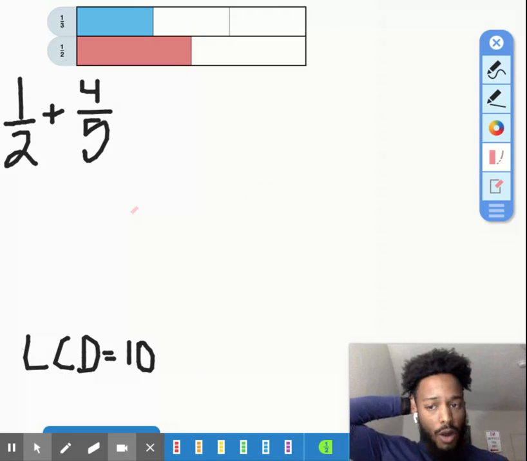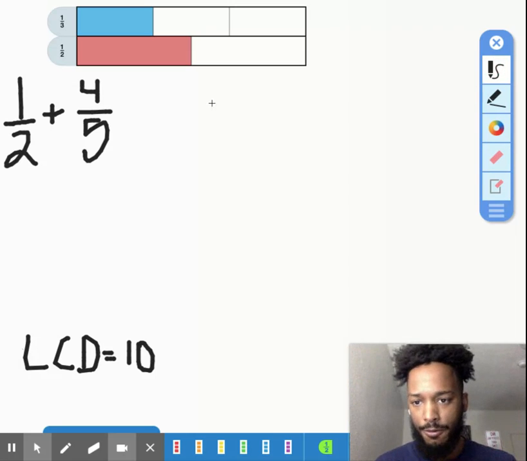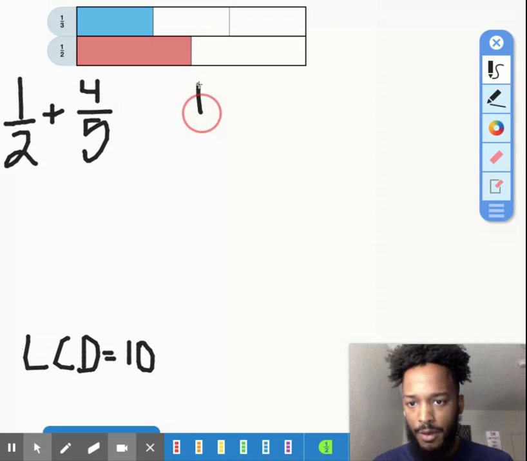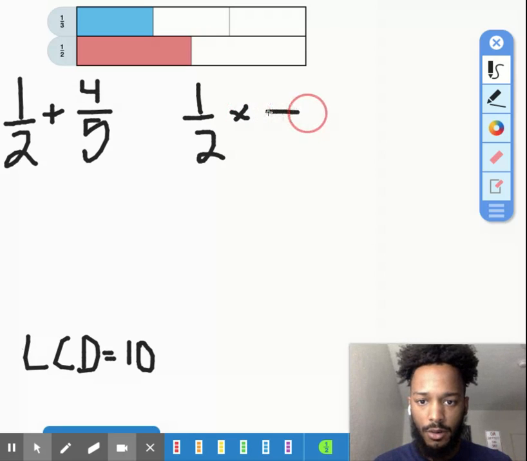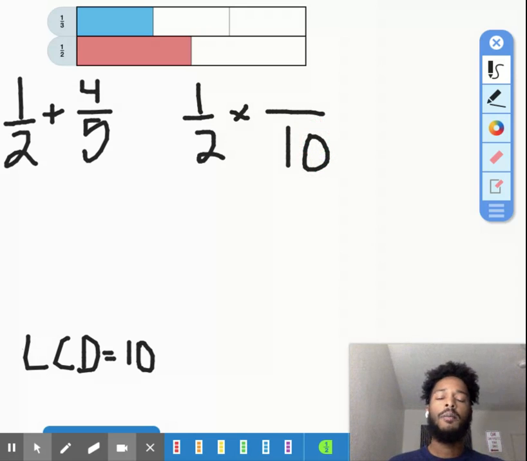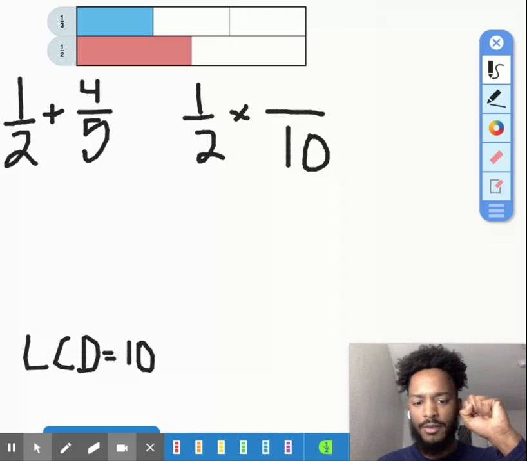So I've got 1/2 and 4/5 up here. What am I doing with that 1/2 and that 4/5? I'm going to rewrite 1/2 right here, and I am going to now use the multiplication sign. I know that my least common denominator is 10. But the question is, how did we find 10 again? Did we just randomly pull it out of the air?